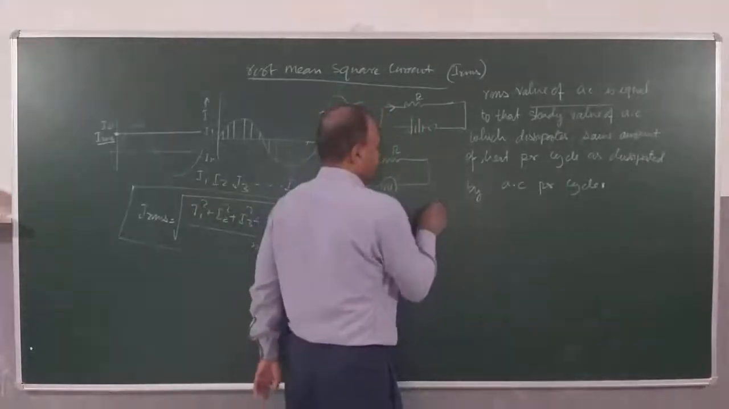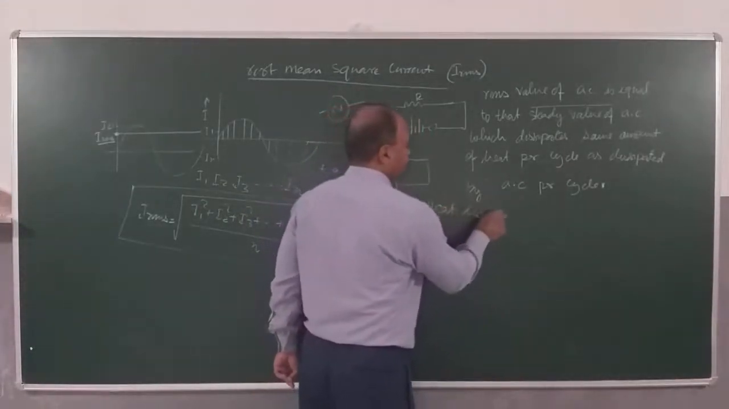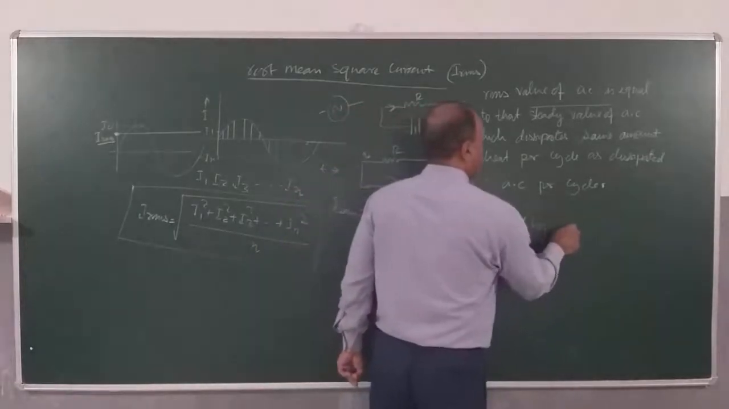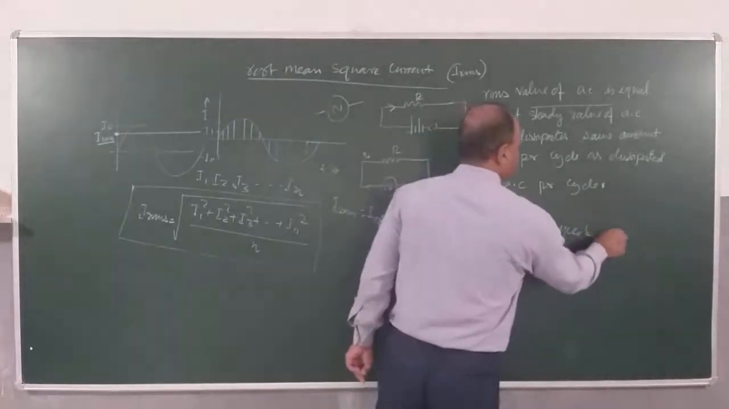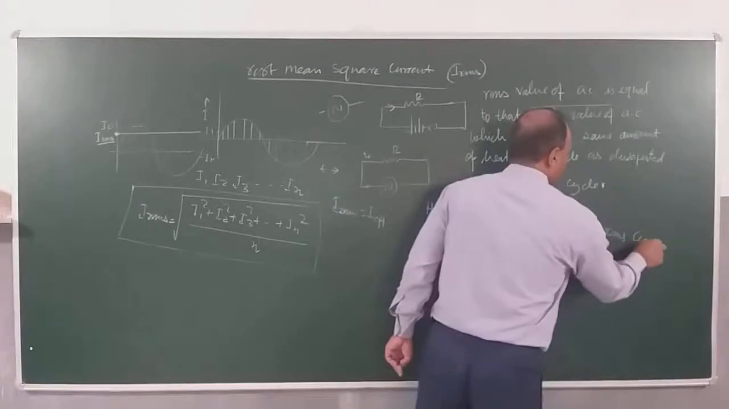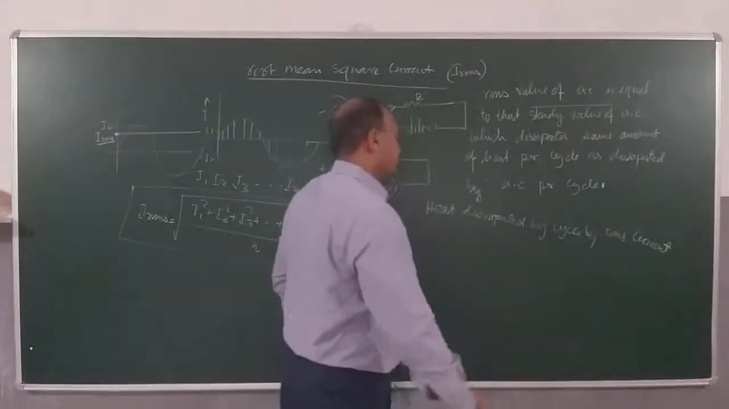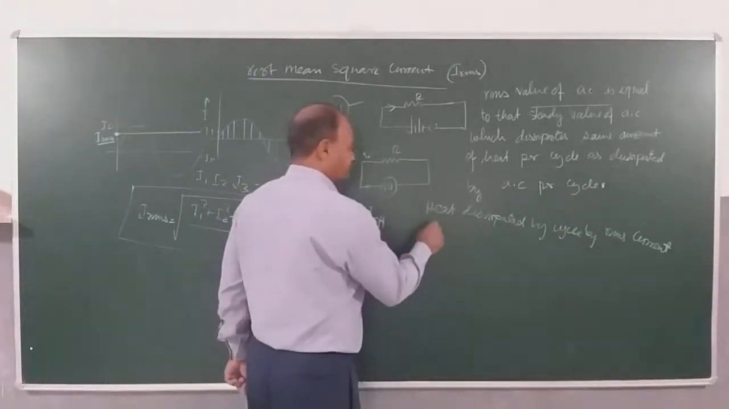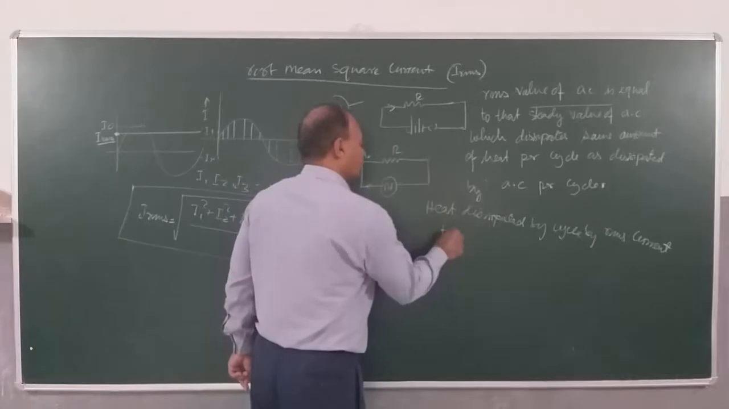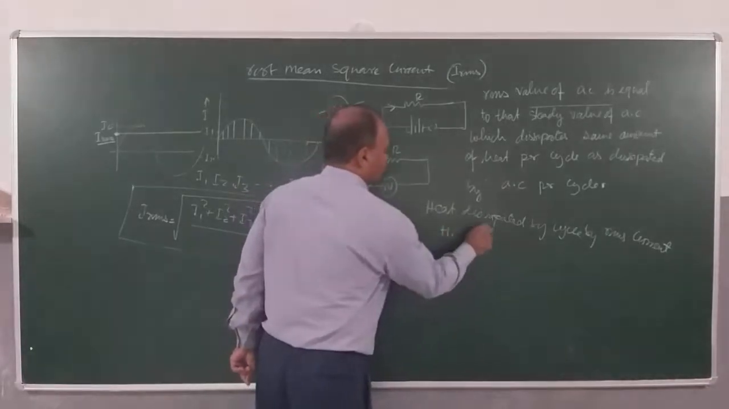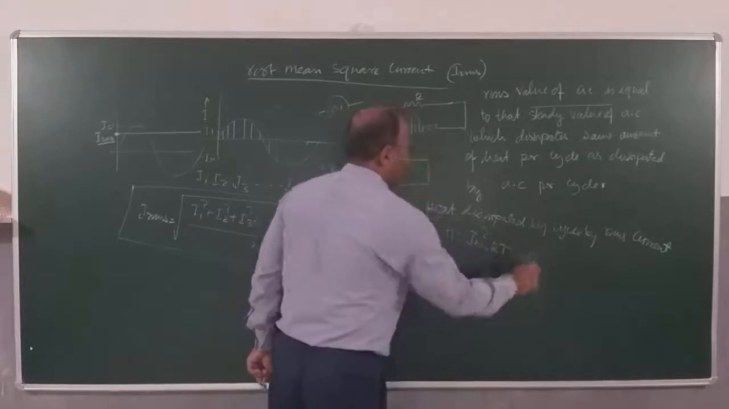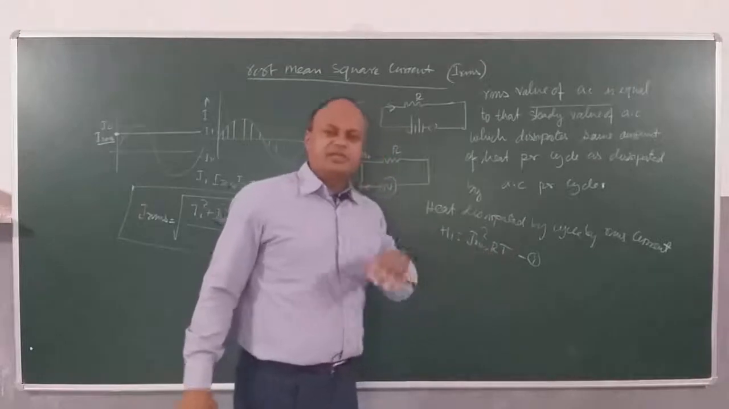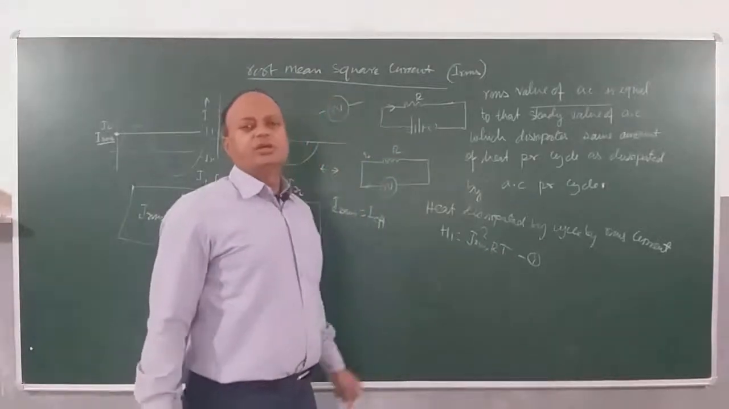So I will say here, heat dissipated per cycle by RMS current, children, will be equal to how much? H1 is equal to I RMS square R into T. Because this current is uniform, I don't have to integrate, I can just say I square RT. I RMS is a uniform current, it is not changing, so I don't have to integrate it.